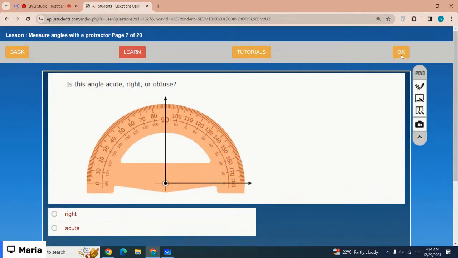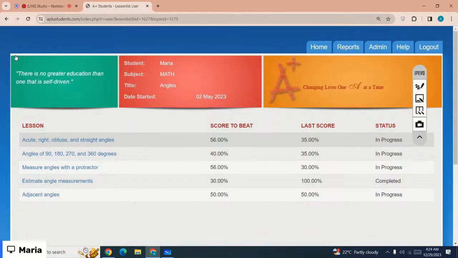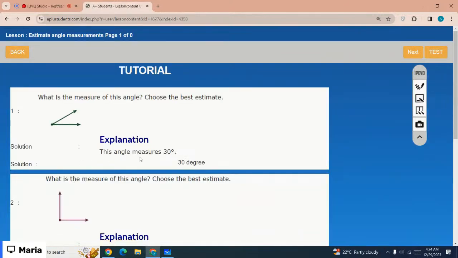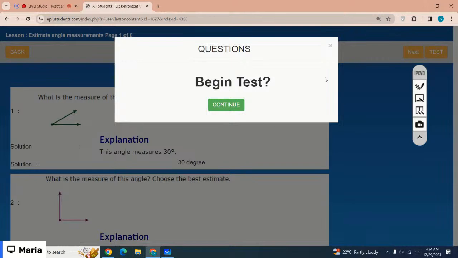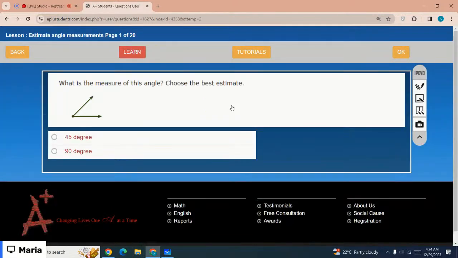Okay, you can complete the lesson by yourself later today. Let me just move on to the next lesson. So, measuring angles with a protractor is very easy. Estimate angle measurements. So, you have to estimate, right? Let me explain how we estimate. We know the right angle, the straight angle. So you have to just estimate, right? You can see what is the measure of the angle.